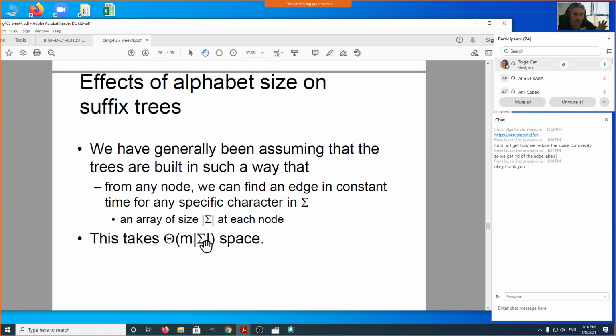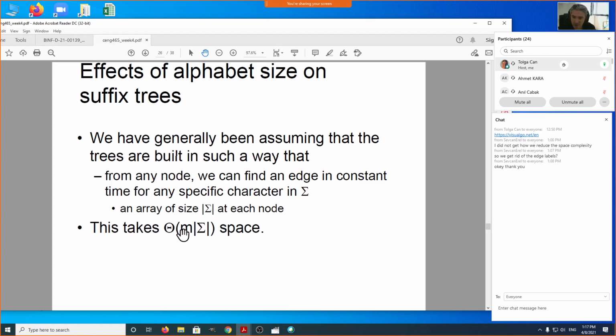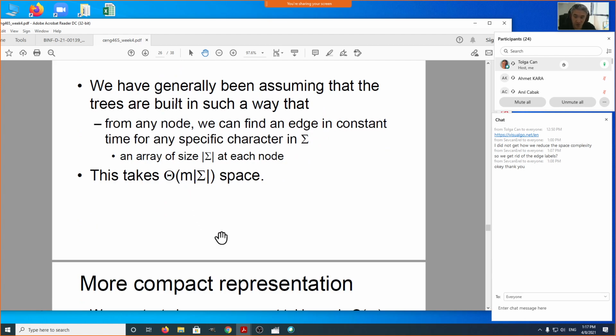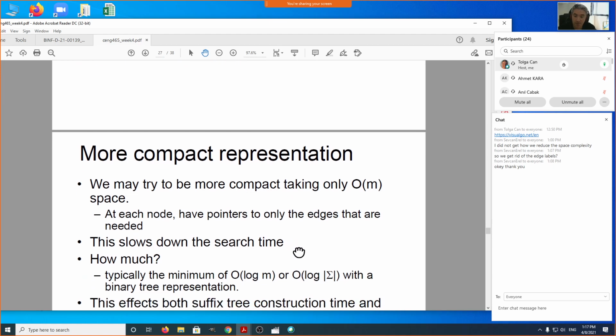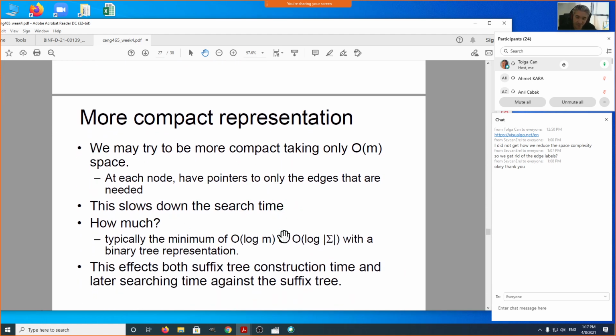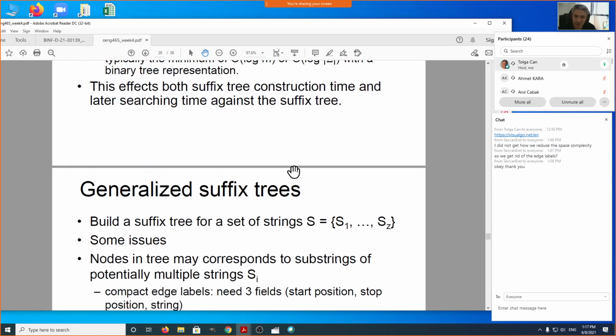Because if you have fixed arrays, regardless of whether you have an edge coming out of that or not, for each intermediate node, you're going to be spending space that is the size of your alphabet. So it may increase the space, but since this alphabet size is constant, this still is constant complexity. So this is when m is the size of the string that you're building for. There are some more compact representations of suffix trees, but I'm going to skip those.